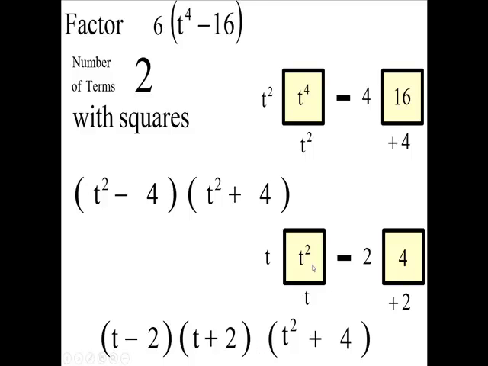So we had two perfect squares here. We have the difference of these two squares, and then we have another set, the difference of these two squares. Final answer: t minus 2, t plus 2, t squared plus 4. But then don't forget your 6. Don't forget the 6. All right? That's how you get back to the 6t to the fourth minus 96, with that 6. So this is your final answer.